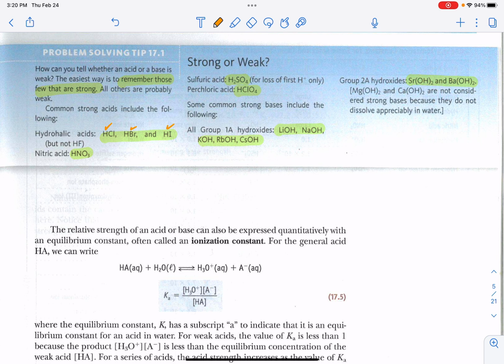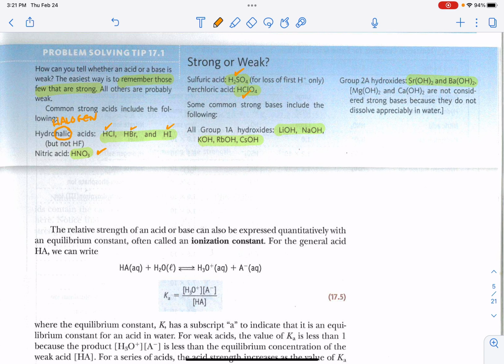These are hydrochloric, hydrobromic, and hydroiodic. They're called hydrohalic acids. Halic comes from the word halogen, because these are all in column 7, the halogen family. Then you've got nitric, you've got sulfuric, and you've got perchloric. Those are the 6 you got to know.